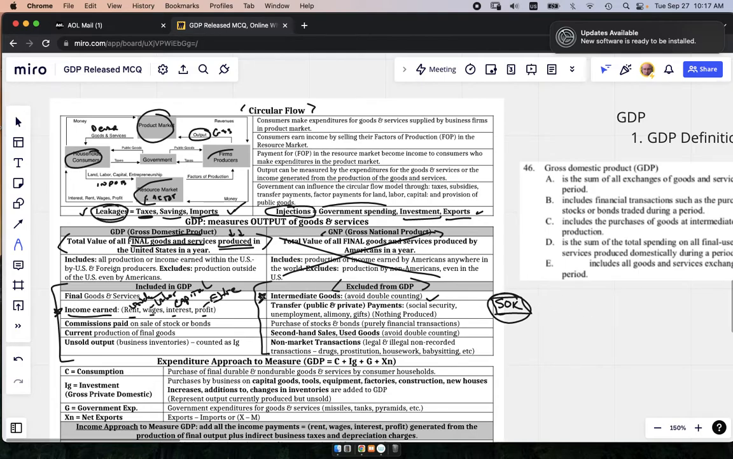Transfer payments, Social Security, unemployment, alimony, gifts, welfare benefits. All of these things are just money that people get. Social Security because you're retired or a certain age or you're disabled. Unemployment because you don't have a job. Alimony because you become divorced, I guess.